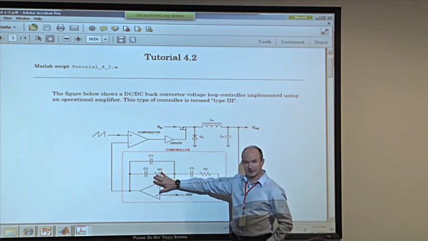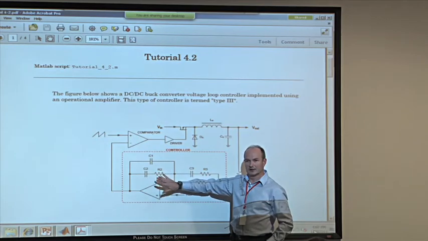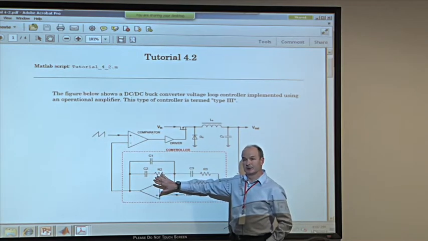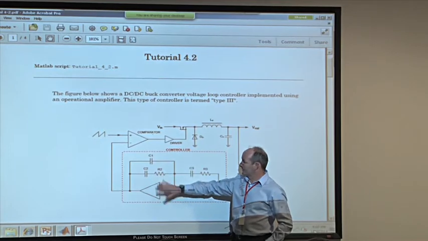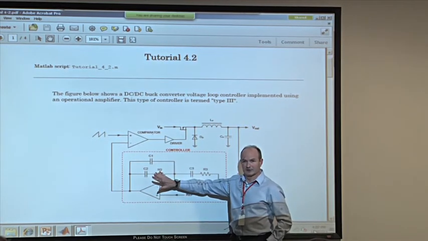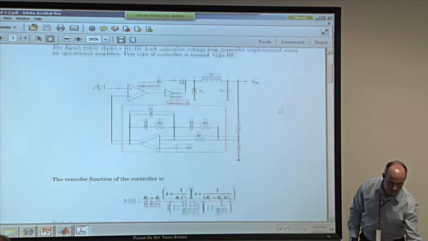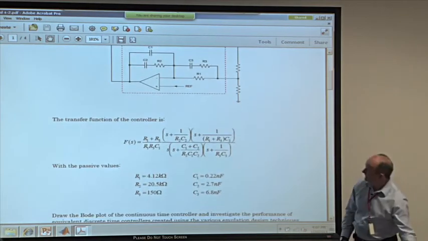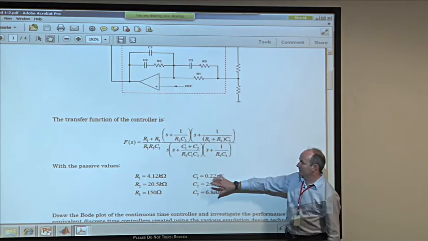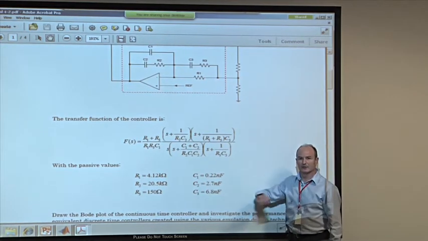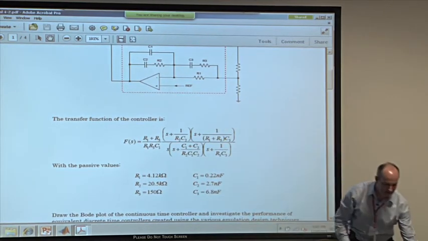Remember, we already designed this. We used the Nyquist, we used the Bode plot to design a phase lead compensator and an integrator fitted to this type 3 controller. And what I'm going to do now is transform this transfer function, because this is the transfer function we ended up with. Here are the capacitive values using the matched pole zero technique.